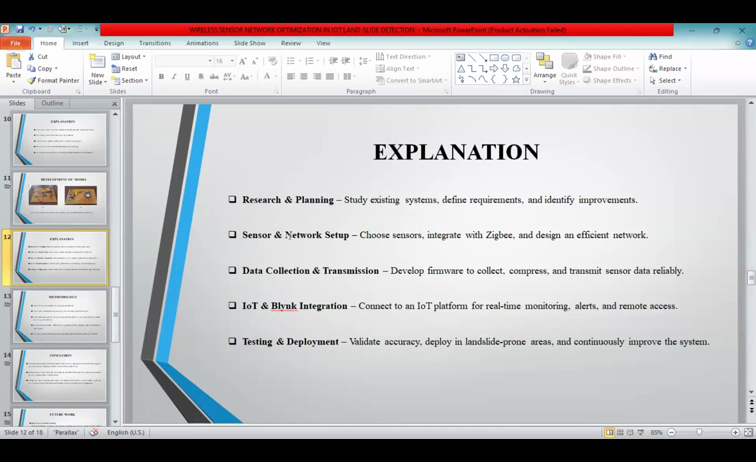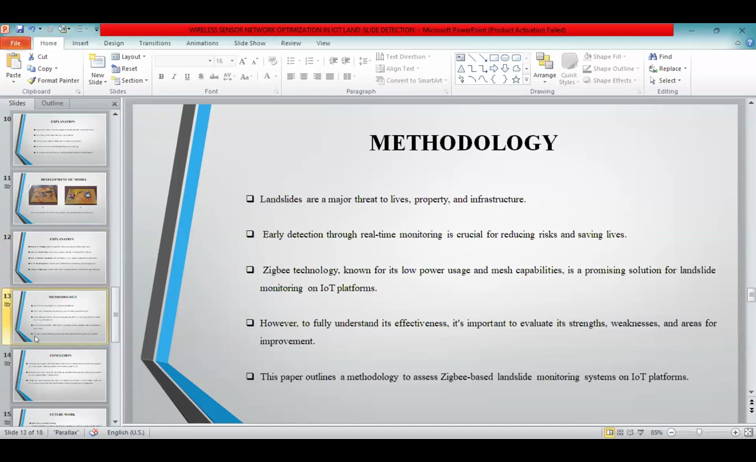Testing and deployment: validate accuracy, deploy in landslide-prone areas, and continuously improve the system. Here are the methods. Landslides are a major threat to life and property.